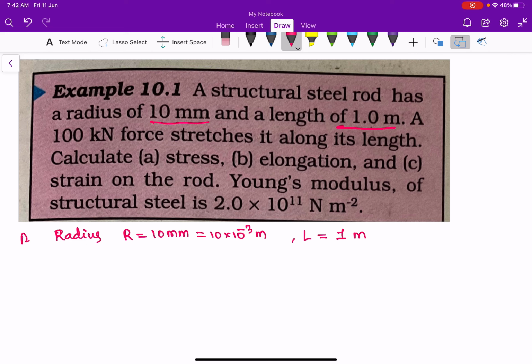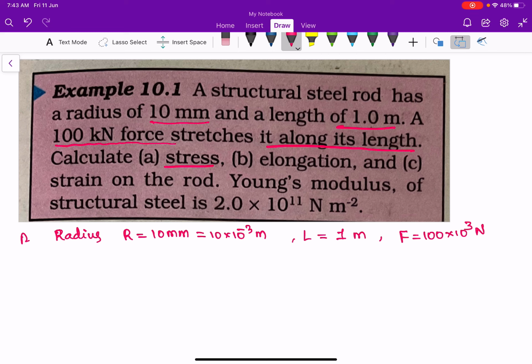So here radius r is equal to 10 millimeters, that is 10 into 10 to the power of minus 3 meters, and length L is equal to 1 meter, and a 100 kilonewtons force stretches it along its length. So force F is equal to 100 kilonewtons. Kilo is nothing but 10 to the power of 3 newtons.